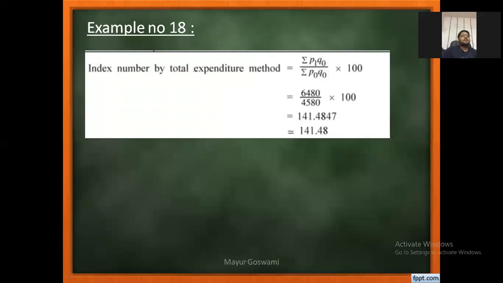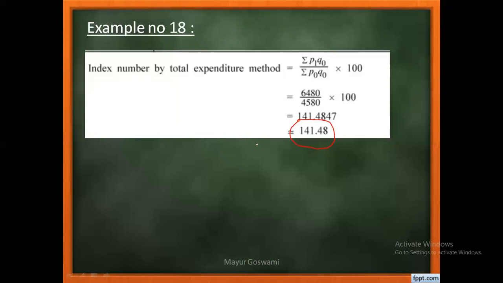So the index number by the total expenditure method is sigma P1 Q0 upon sigma P0 Q0 into 100, which is 6480 divided by 4580 into 100. So your answer is 141.48. So this is using the total expenditure method. Okay, clear?